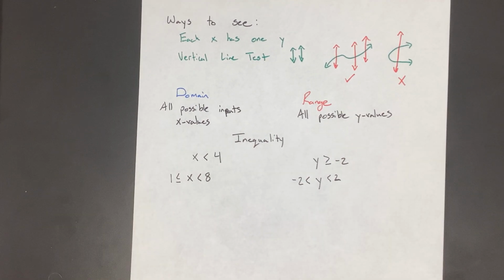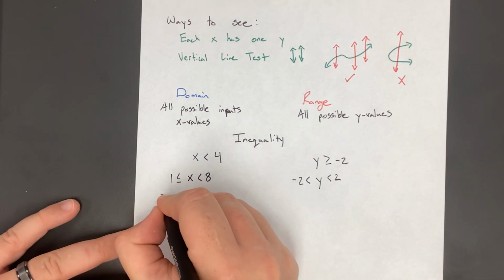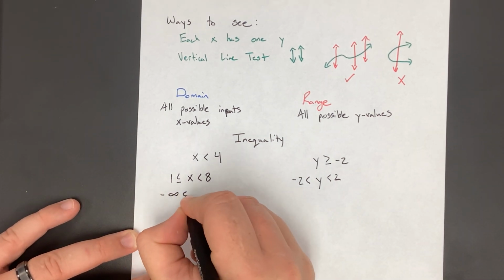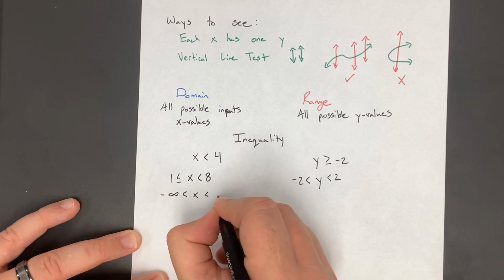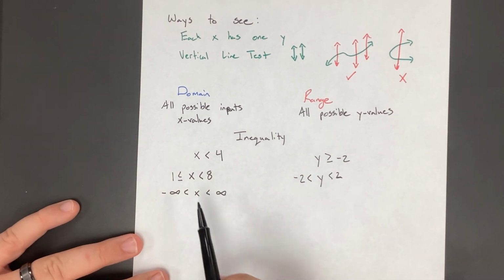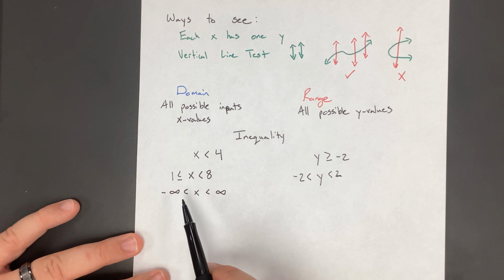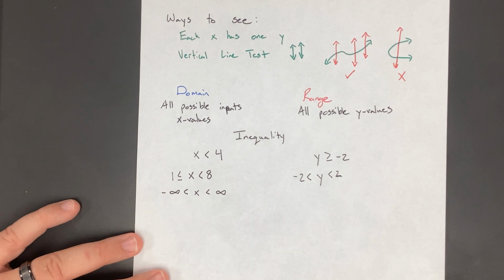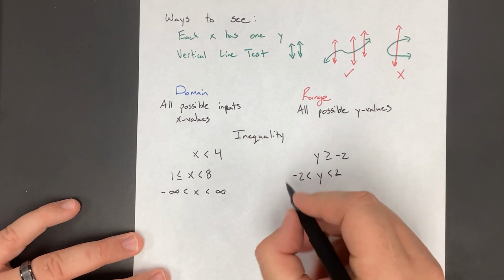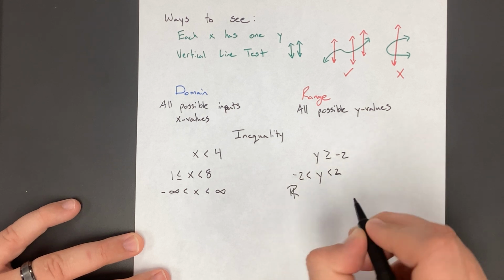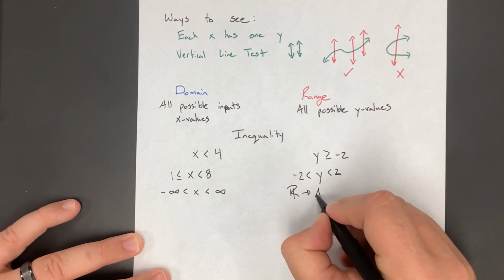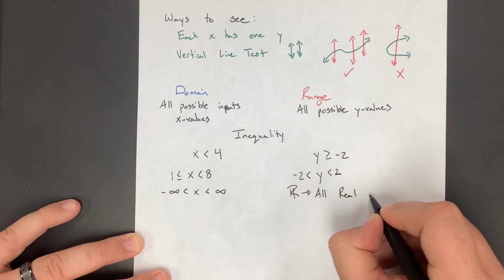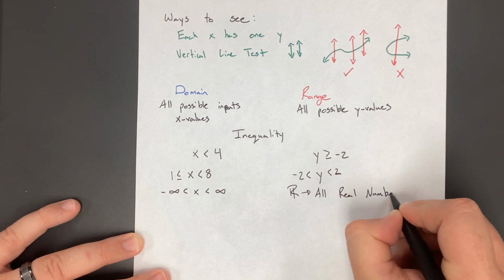Now, if our graph goes forever and ever, we have arrows pointing to the right and to the left, as an inequality, we would have negative infinity less than x less than infinity. Now notice when we have these infinities, we use the less than sign, okay? Because we can never actually reach infinity. It just keeps going on and on towards infinity. We may also see this symbol, which just means all real numbers.